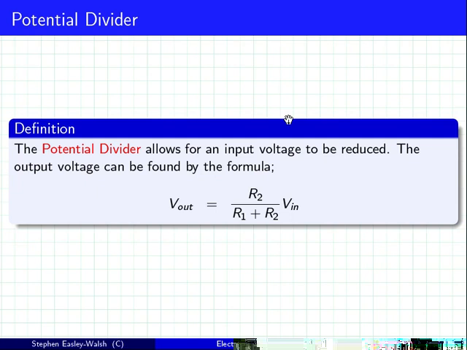Okay. So for something small, like a little children's toy, something simple like this, you could use the potential divider to change the voltage. You just have to change the R1. So the definition is: the potential divider is a circuit that allows for the input voltage to be reduced. I think you should write that down with this formula, which you should have.